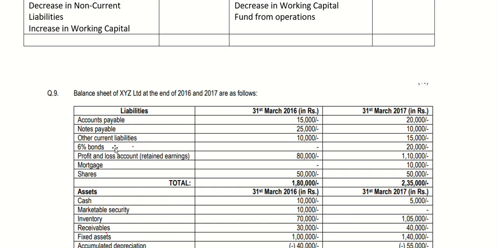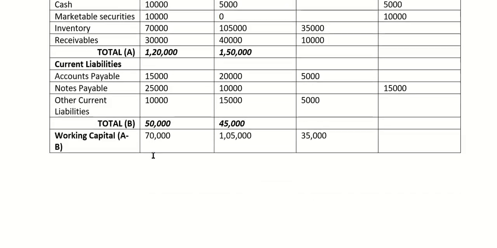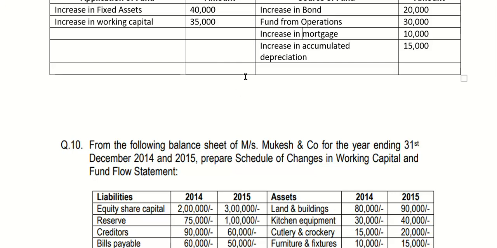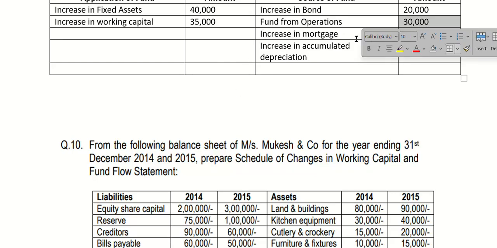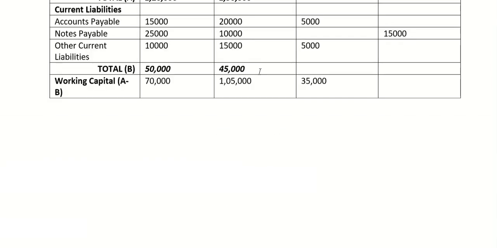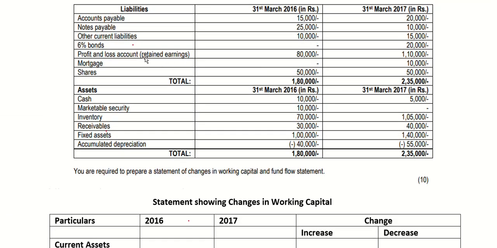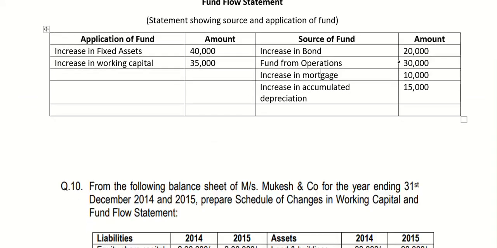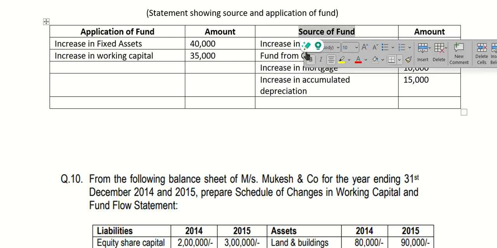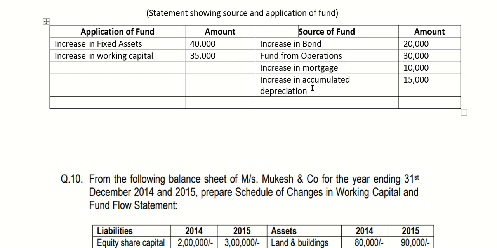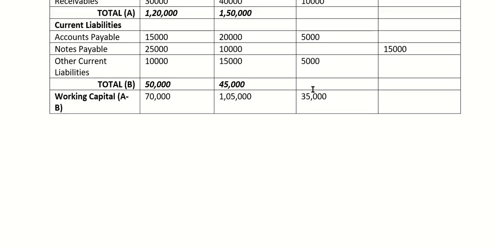Then what was the next item? Increase in profit. I had told you it has a name, fund from operation. It is taken as a source of fund. Fund from operation, the difference was 30,000. Remember, we are just taking the difference. We need to know the change alone. Mortgage loan was 0 and it was 10,000 in 2017. So we will take the increase in mortgage loan of 10,000 as a source of fund. Remember, when we take a mortgage, we are receiving money. So we took it as a source of fund.